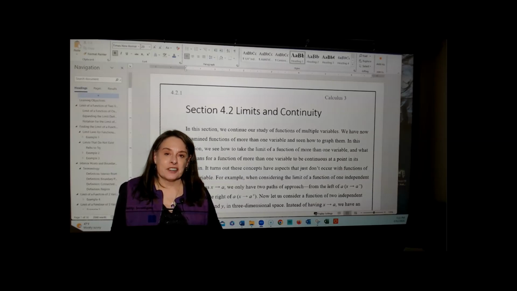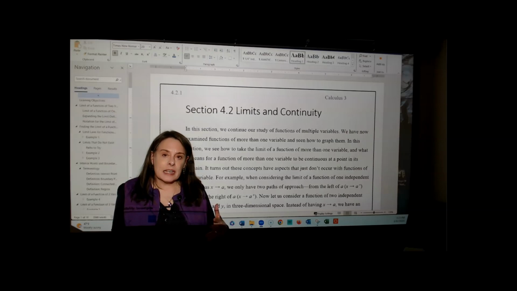In our last section, we talked about functions of more than one independent variable, and we also talked about how to graph them. In the next section, we want to focus on limits and continuity, basically following the path that we followed in Calculus 1. In Chapter 4, we'll only get up through derivatives. When we get into Chapter 5, we'll begin with integration of these functions of multiple variables.